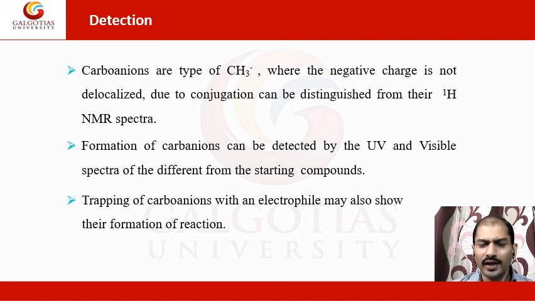So how to detect these carbanions? There are a number of techniques like NMR methods, nuclear magnetic resonance spectroscopy, and ultraviolet visible spectroscopy. These are some of the important techniques, and visible spectra can also determine the starting compounds. And trapping, the method of trapping of the carbanion with an electrophile, is another way to detect carbanions. These are the most advanced techniques, like nuclear magnetic resonance and ultraviolet.